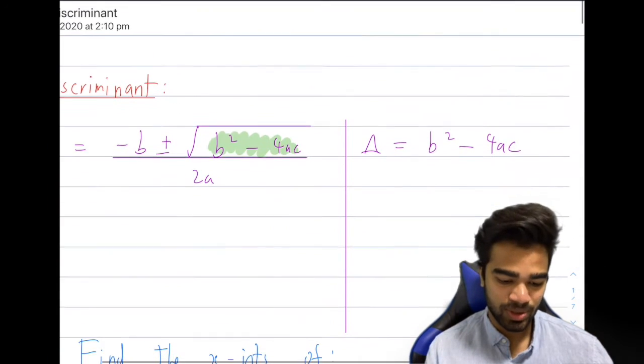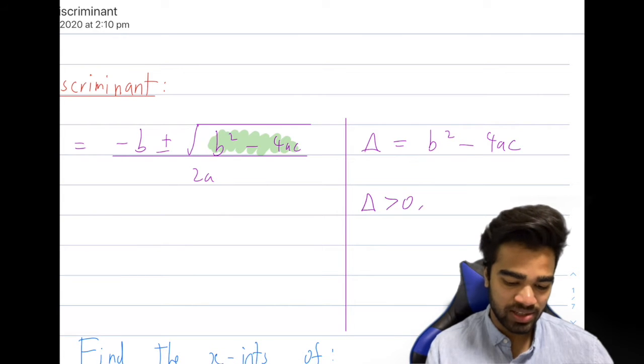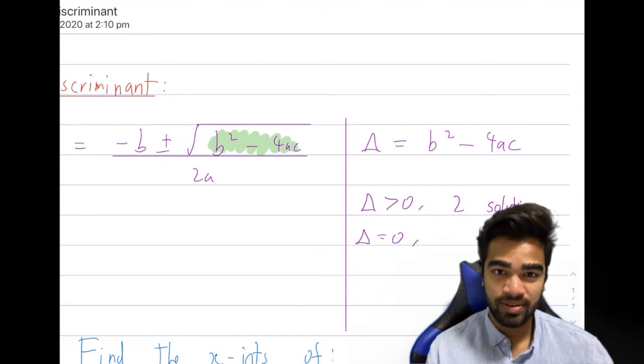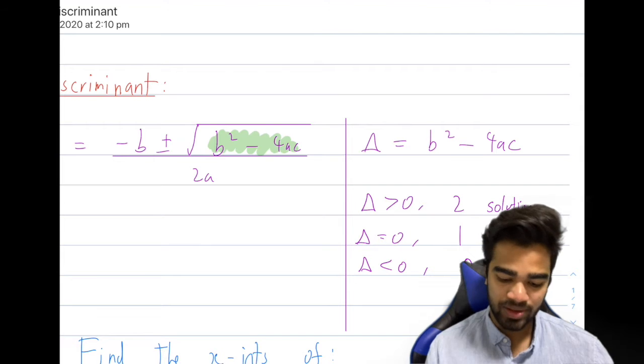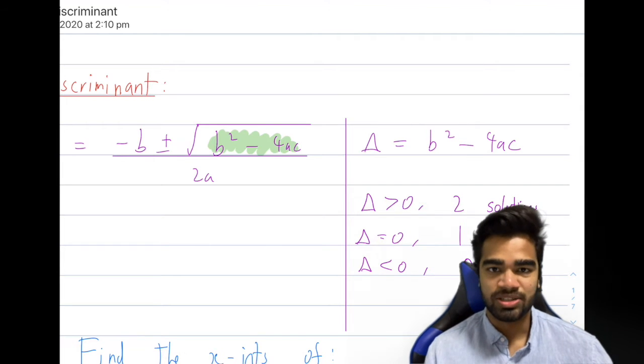So the first one was, if discriminant is bigger than 0, you have 2 solutions. If discriminant is equal to 0, how many do we have? We have 1 solution. And if discriminant is less than 0, we have 0 solutions. Okay, that's it. Pretty much the entire rule.